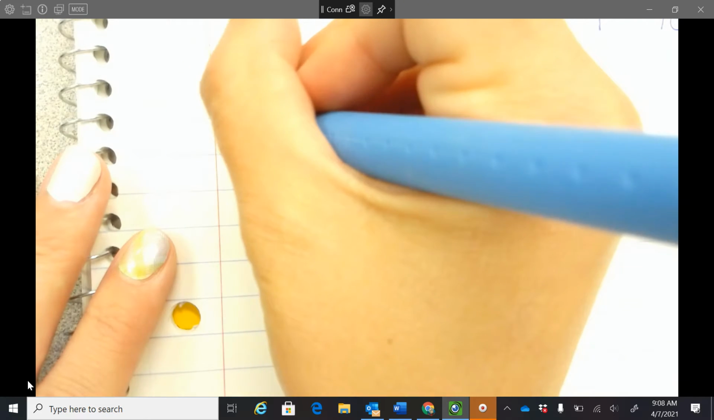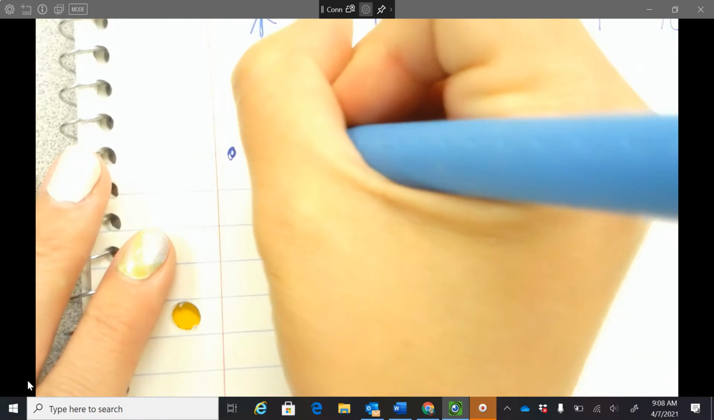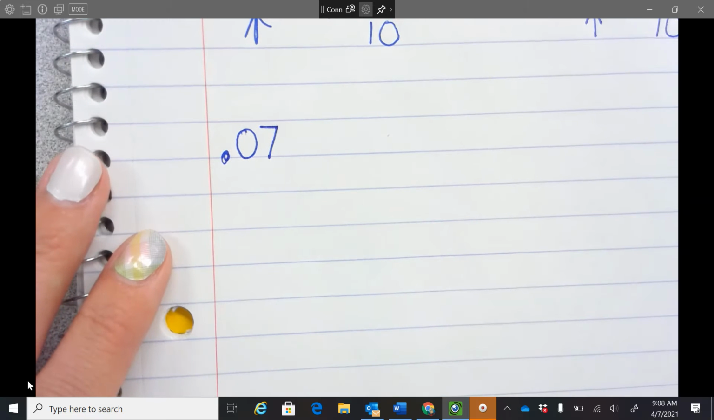Write this number as a fraction. So turn this decimal into a fraction.